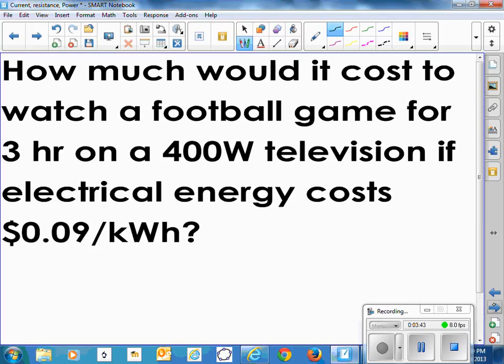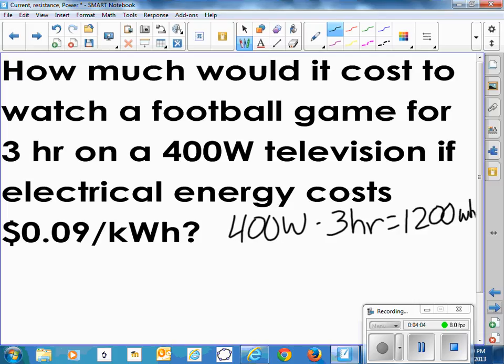How much would it cost to watch a football game for 3 hours on a 400 watt television if electrical energy costs 9 cents per kilowatt hour? So 400 watts times 3 hours gives me 1,200 watt hours. So that would be 1.2 kilowatt hours. Well, multiply that by the 9 cents. 1.2 times 0.09.